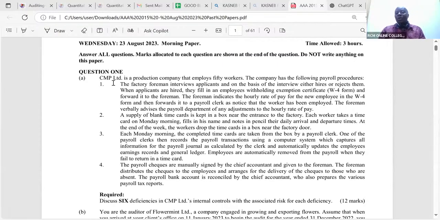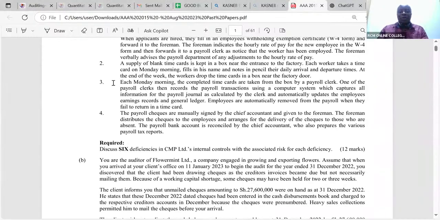So these questions, they are scenario questions. Always understand the requirement first. So read the requirement first. Here we are told, ladies and gentlemen, to discuss 6 deficiencies in CMP Limited's internal controls with the associated risk for each deficiency. So it means the deficiency will be a mark, and the related risk, another mark. So for you to get 2 marks per point, you must give a deficiency and you must give us the associated risk.